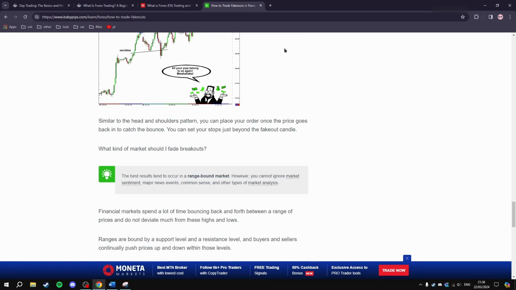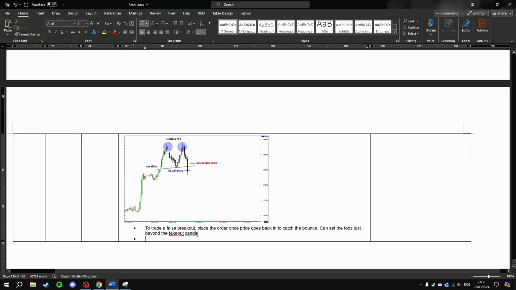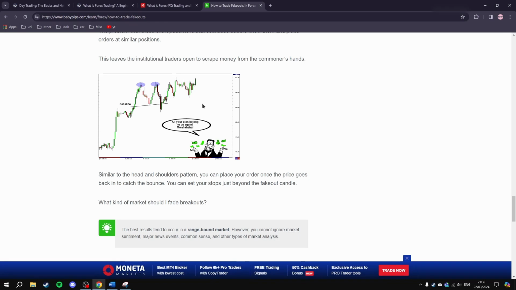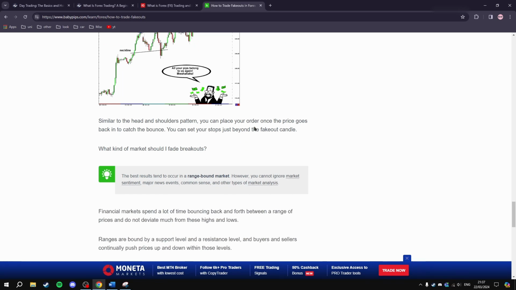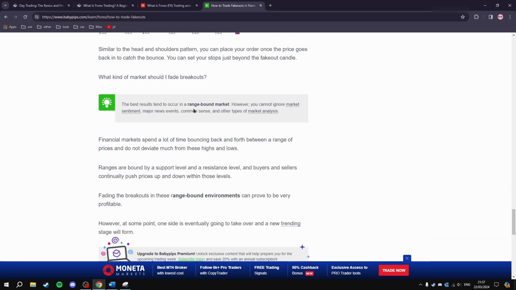Right, I don't really know what to say, to be honest. Place your order once the price goes back. So place your order around here and set your stop around here. Right? So place your buy order and then it does that. Okay. What kind of market should I fade breakouts? The best results tend to occur in a range-bound market.